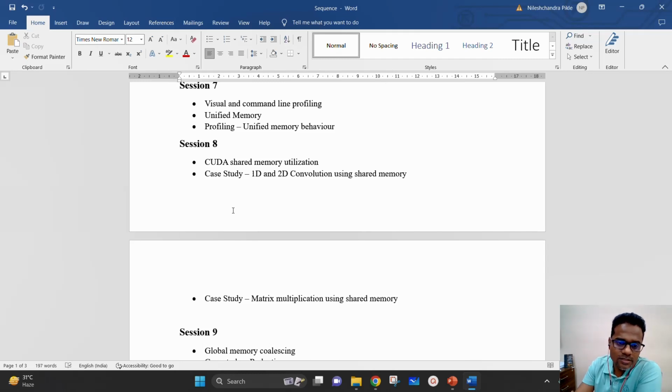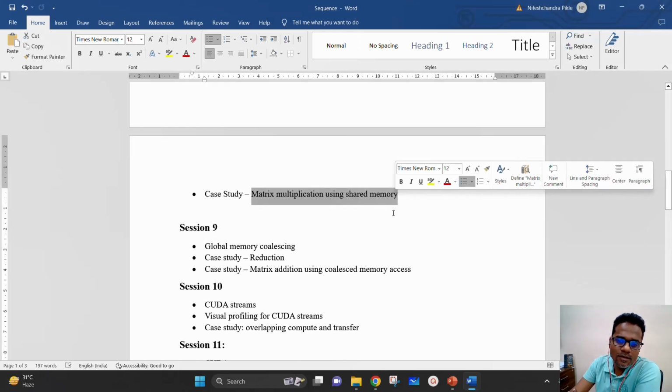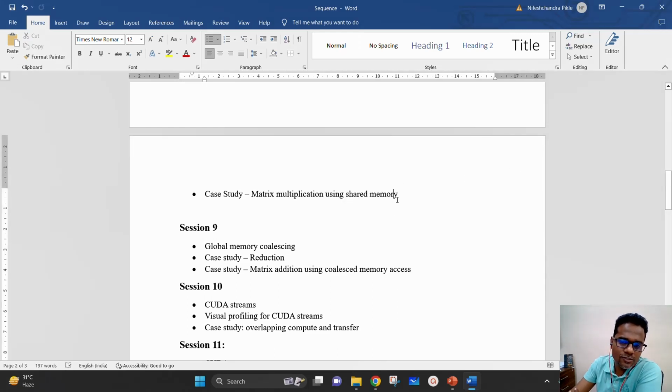Finally, we'll also discuss another very important case study, matrix multiplication, which is again a very basic computation in various fields of science and engineering. We'll demonstrate the importance of shared memory by doing matrix multiplication with and without shared memory, and look at the performance difference between the two.